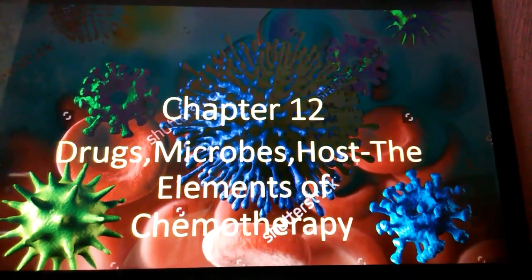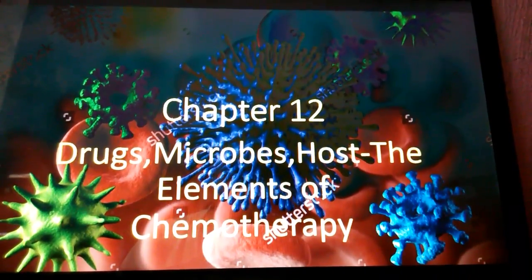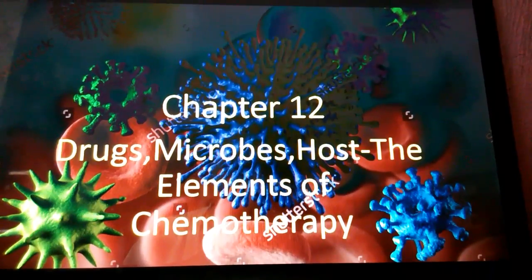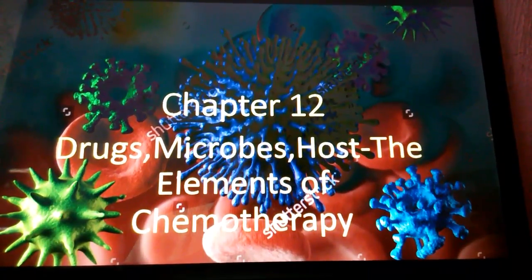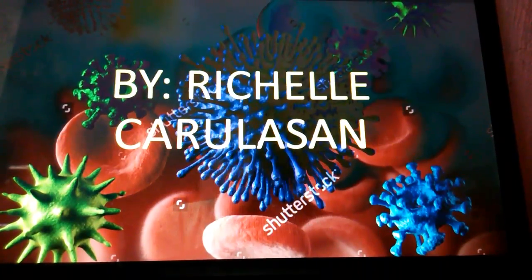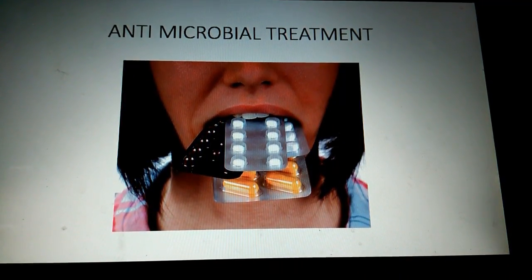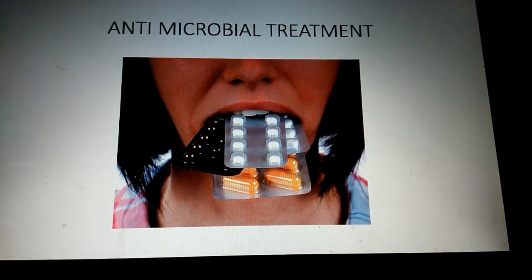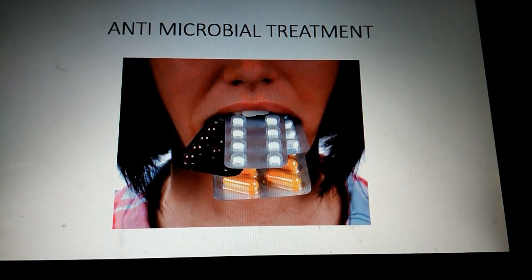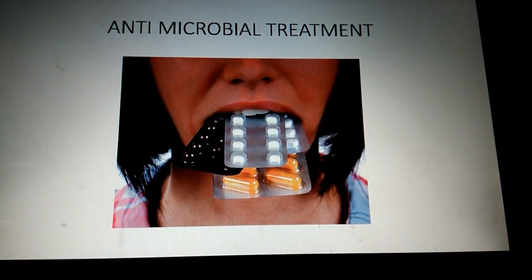I'm Richelle Carulasan and I'm going to discuss Chapter 12, which is Drugs, Microbes, Host: the Elements of Chemotherapy. So first, what is the goal of antimicrobial treatment? The goal of this is to destroy the infectious agents and do no harm to the host.